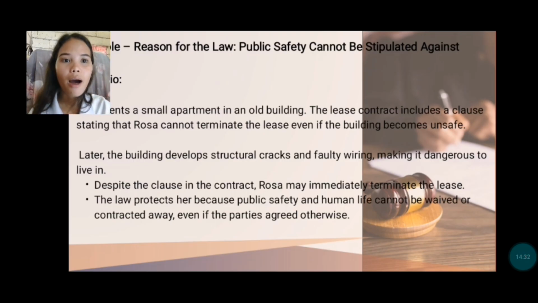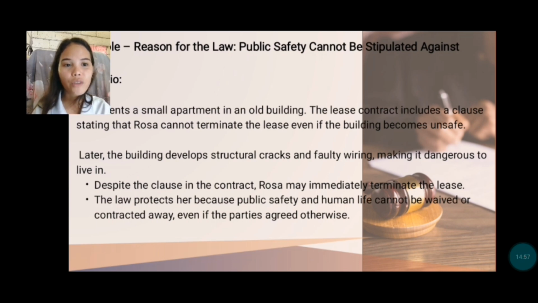Scenario, Rosa rents a small apartment in an old building. The lease contract includes a clause stating that Rosa cannot terminate the lease even if the building becomes unsafe. Later, the building develops structural cracks and faulty wiring, making it dangerous to live in. Despite the clause in the contract, Rosa may immediately terminate the lease.